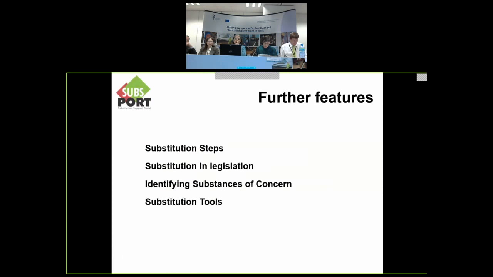Other features that anybody interested in substitution can find are substitution steps with tools for each step, the regulatory framework for substitution. Then we also have help for identifying substances of concern, and a whole section on substitution tools.